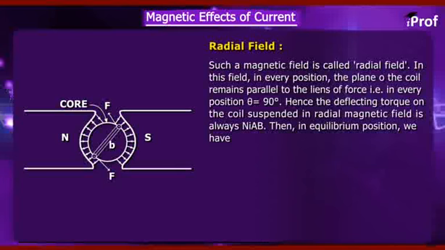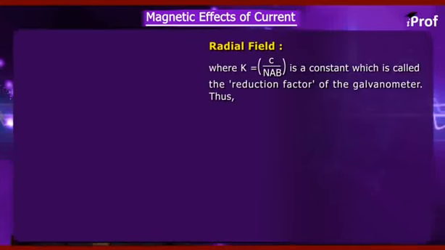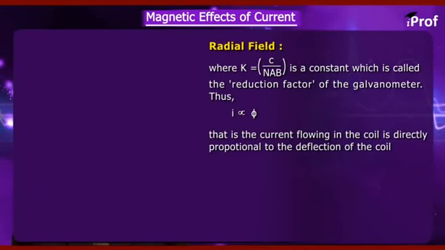Then, in equilibrium position, we have NIAB equal to C phi, or I equal to C upon NAB phi, or I equal to K phi, where K equal to C upon NAB is a constant which is called the reduction factor of the galvanometer. Thus, I proportional phi, that is the current flowing in the coil is directly proportional to the deflection of the coil.